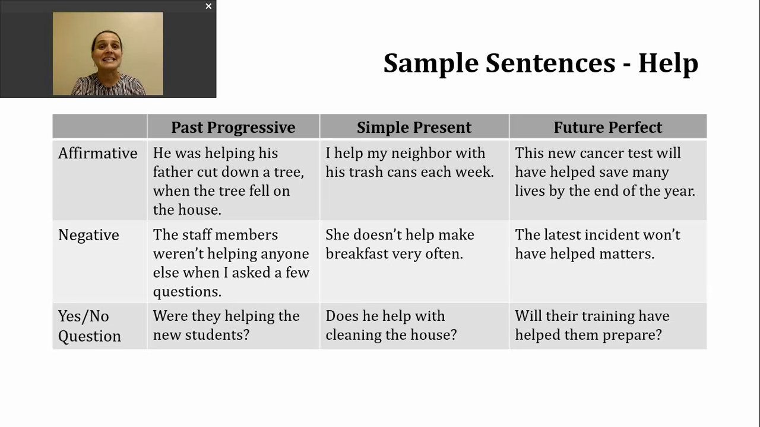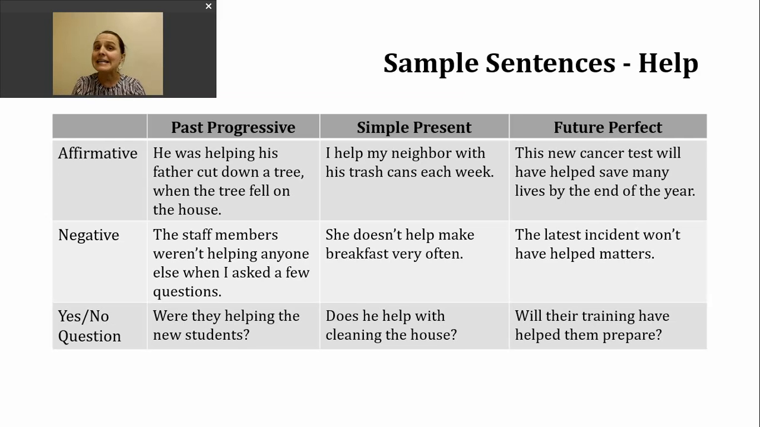If our subject is I, you, we, or they, then we just use the base verb. But if our subject is he, she, or it, we're going to need to add an S to help. Let's look at an example sentence. I help my neighbor with his trash cans each week. If the subject had been she, so I wanted to describe one of my female neighbors, right? I would have said, she helps her neighbor. That would be the difference.